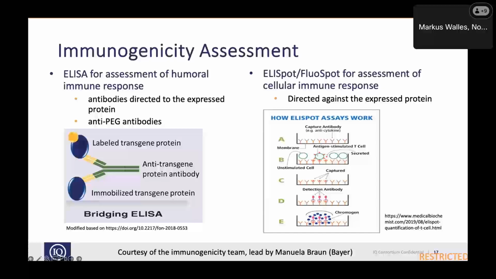One of the ELISA formats displayed here on the left side of the slide is the bridging ELISA assay, which is a type of sandwich ELISA, which enables the detection of antibodies binding to a first immobilized transgene protein to the ELISA plate surface. And then a labeled version of the transgene can be used to bind to the anti-transgene protein antibodies and enable their quantification. Regarding immunogenicity assessment of the cellular immune response on the right side of the slide, the ELISpot or enzyme-linked immunospot assay is recommended. In this assay, the cellular cytokines potentially produced by antigen-stimulated T cells in response to the transgene-expressed protein can be quantified with a surface-bound capture and then detection antibodies.